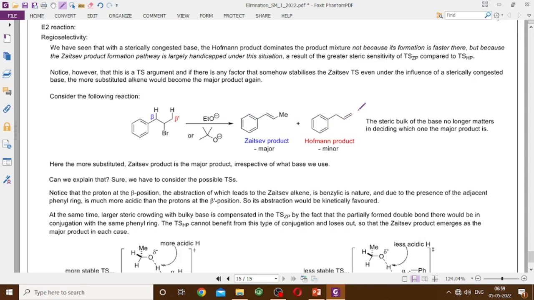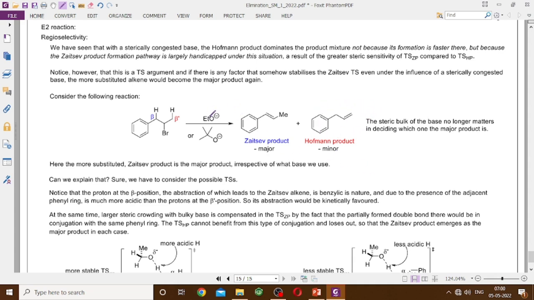Or there are reactions where, irrespective of the size of the base, you get the Zaitsev product as the major product. One example is this one. I have a phenyl group attached to one of the beta carbons, whereas the other side does not have the phenyl group. If I abstract this hydrogen from the blue beta carbon, I will get a Zaitsev product which is disubstituted, and abstraction of hydrogen from the red beta prime carbon will give me the Hofmann product, which is a monosubstituted alkene.